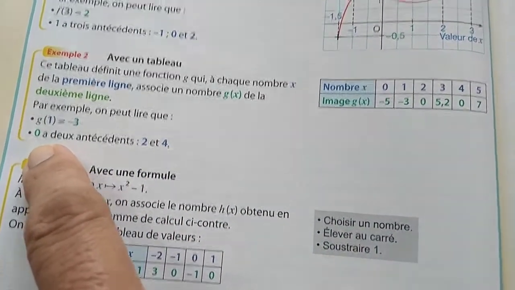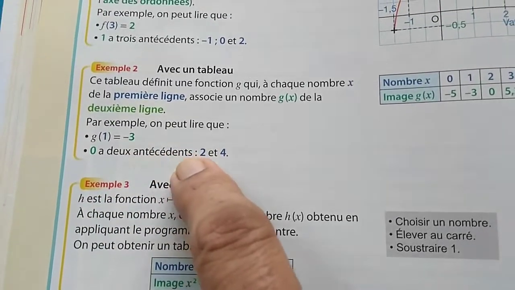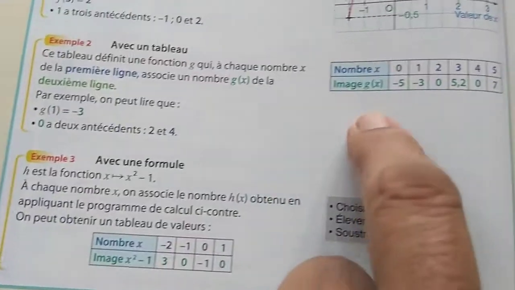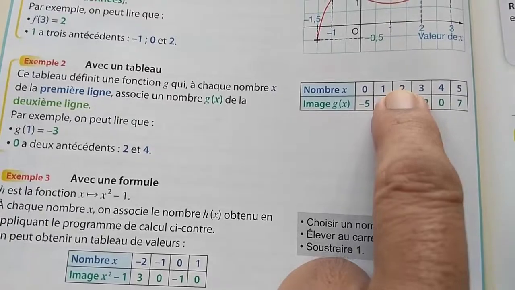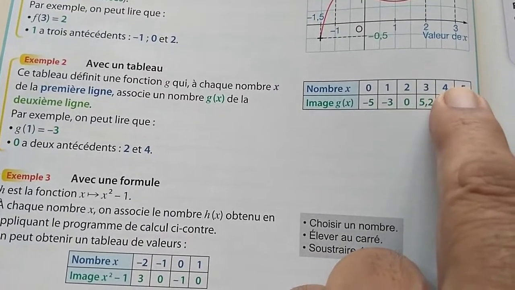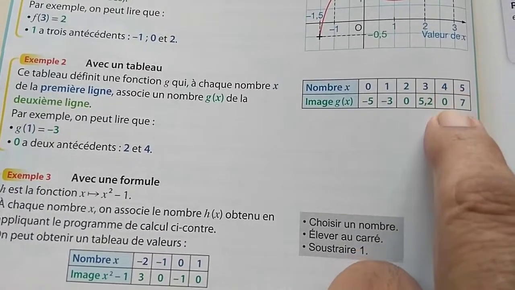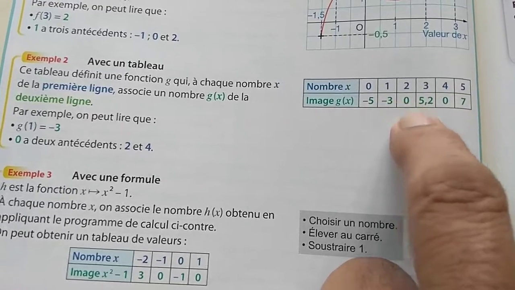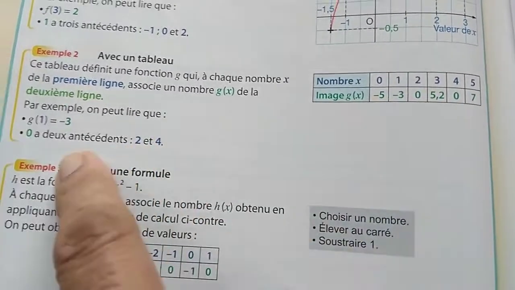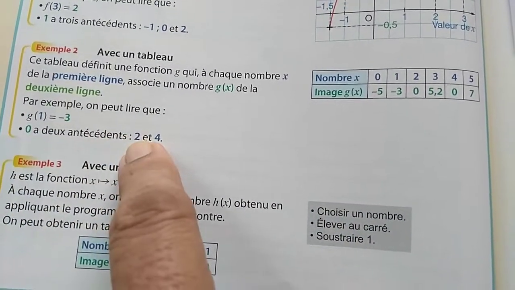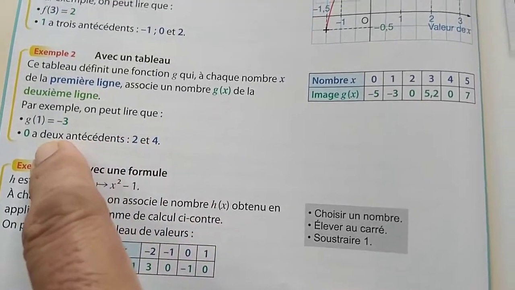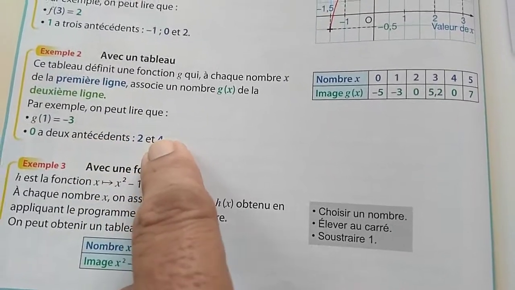This is correct. Then you see 0 à 2 antécédents, 2 et 4. This is also correct because for input of 2 you get 0. For input of 4 you also get 0. So output of 0 has 2 inputs, 2 and 4.